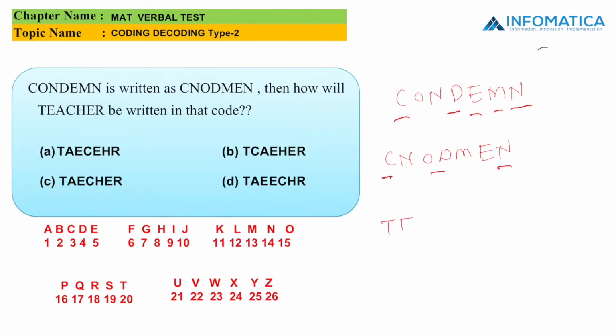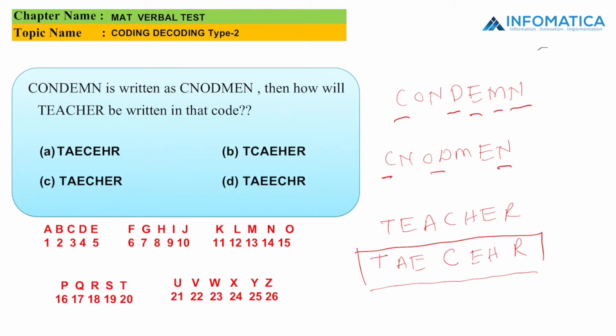So if I write TEACHER in the same way, it is nothing but TEACHER. The first letter, which is T, the fourth letter, which is C, and the last letter, which is R, will remain the same. Whereas the between letters E and A will be interchanged to A and E, and H and E will be interchanged to E and H. So we get TAECHER. If we check the options, we get option A as the right answer.